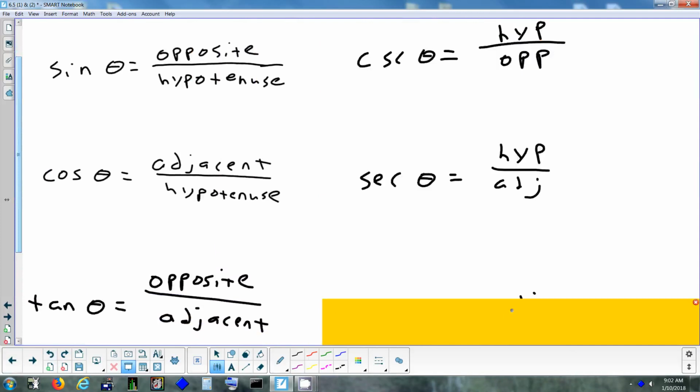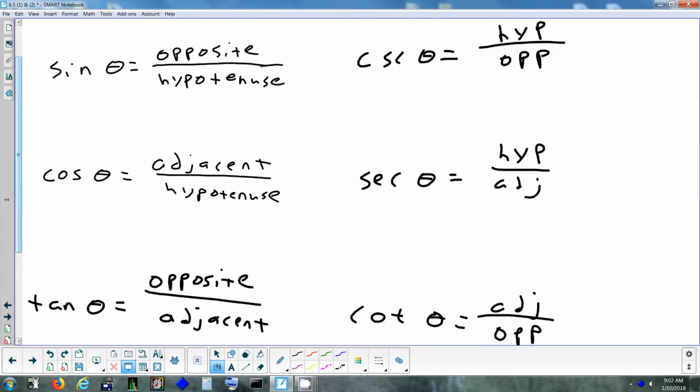Okay, and of course, the other three we already said. Take the three that you have and flip them. The three on the left are the most used. Those are more important. The three on the right, we don't really use as much. I think one of the main reasons for that is because if you look at a calculator, you have buttons on the calculator for the three on the left. You don't have buttons for the ones on the right. Doesn't mean you can't do it on the calculator, but it's a few more steps.